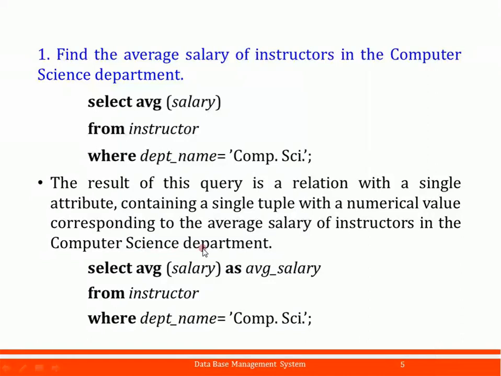So you will get only the single value, which is the average of all those salaries of the instructors in the computer science department. So the result of this query will be a table containing the attribute, that is the column name, as average of salary. When you want to rename this attribute, you can write select average of salary as average salary. So you'll get the value with the heading as average salary. So that's the difference between this query and this query.